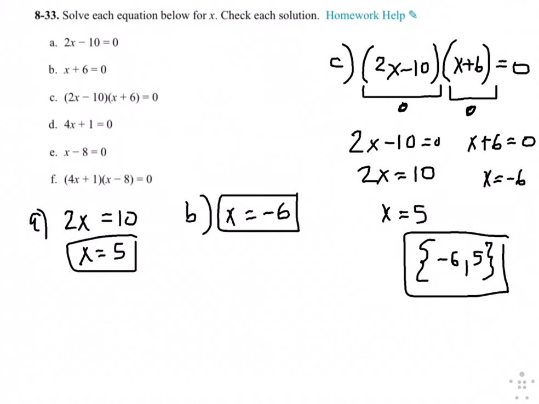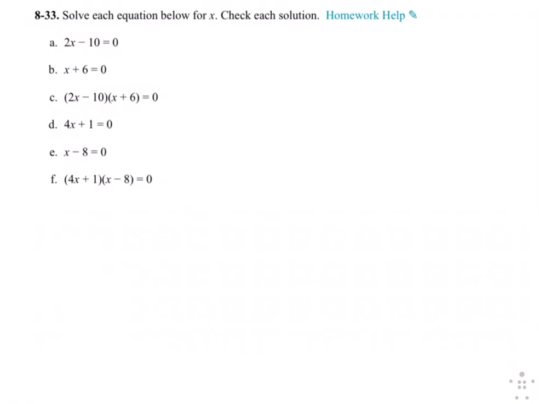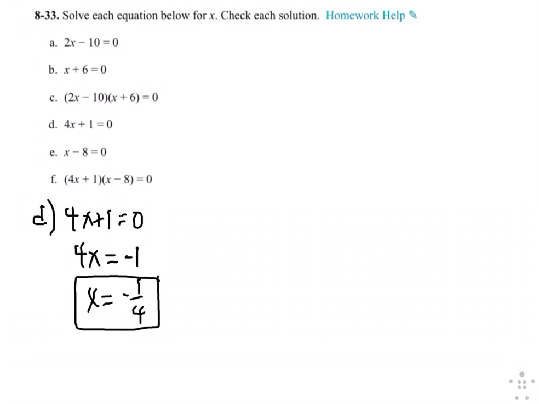Okay, for D, let's make space. D, we have 4x plus 1 equals 0. So 4x equals negative 1. x equals negative 1/4. For E, we have x equals 8, right? Not much there. And then the same thing for F, right?